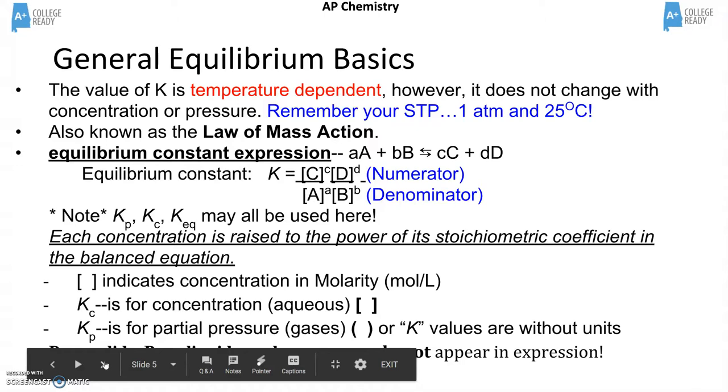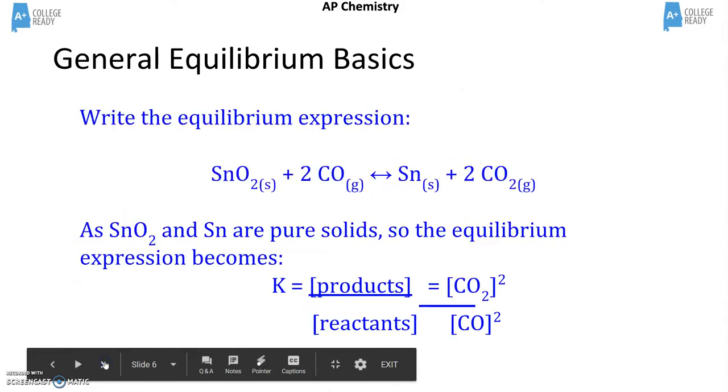We're going to practice here in a minute. And don't forget, most importantly, that pure solids, pure liquids, and pure gases will not be found in your equilibrium expression. So here's an example. You're given a balanced equation. Notice that the solid tin(II) oxide is pure and tin is also on the product side in solid form. So therefore, it will be left out of your equilibrium expression.